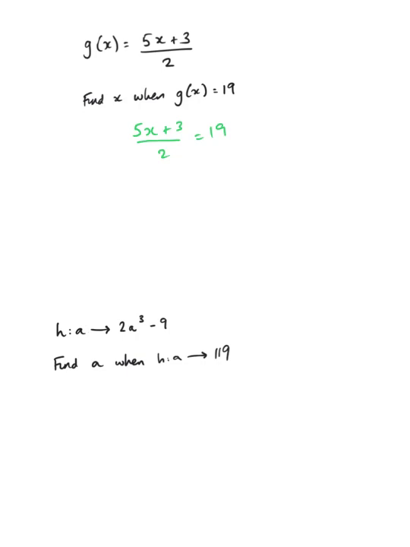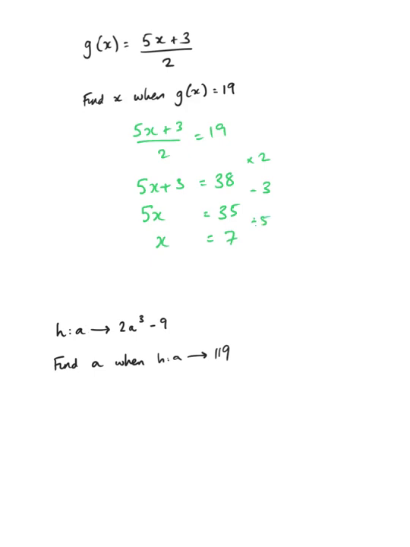Now I'm just going to solve it using my normal algebra skills. So 5x plus 3 is equal to 38. So 5x is equal to 35. So x is equal to 7. And of course what I've done there is times by 2, subtracted 3, and then divided by 5.